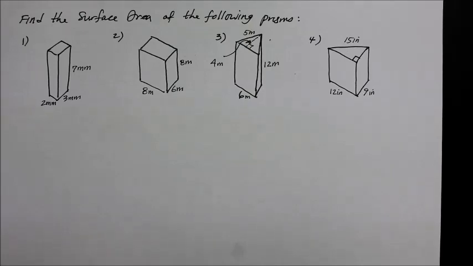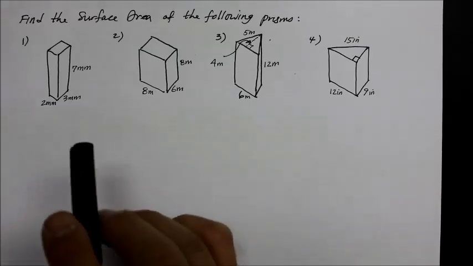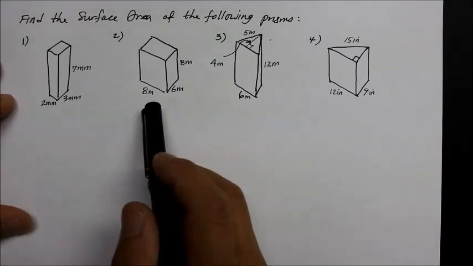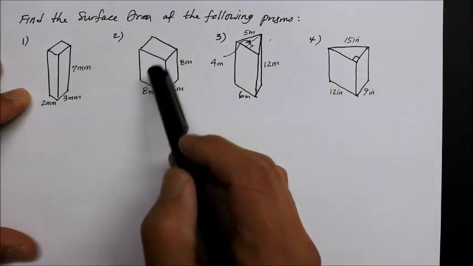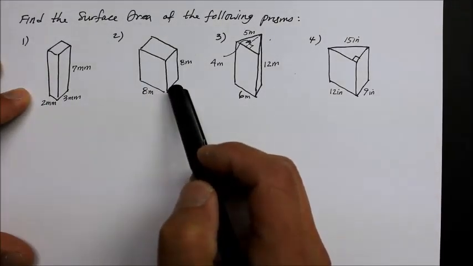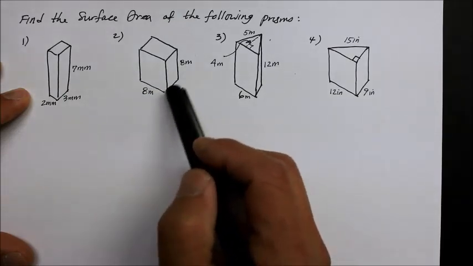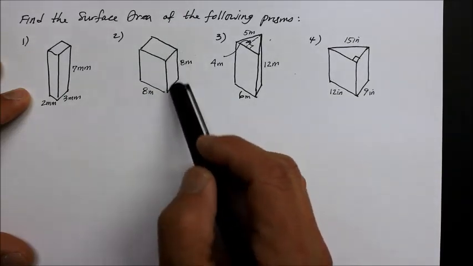Hi. This instructional video is about finding the surface area of prisms. Prisms, as you know, are basically a polygon in three-dimensional form. So not only has it length and width, but height as well.